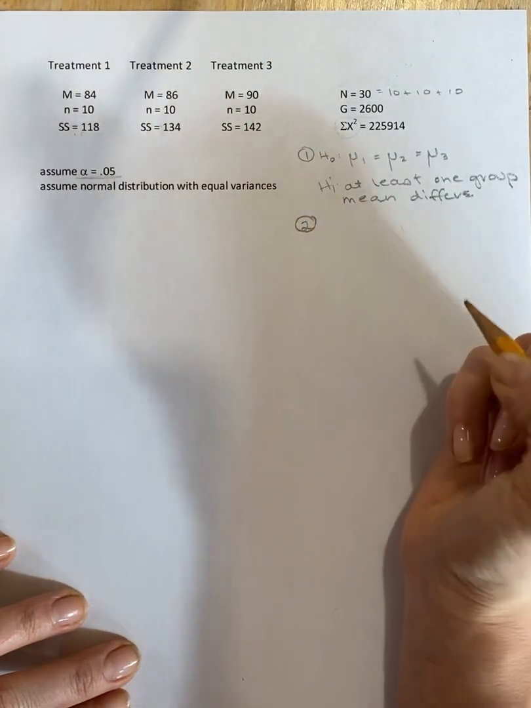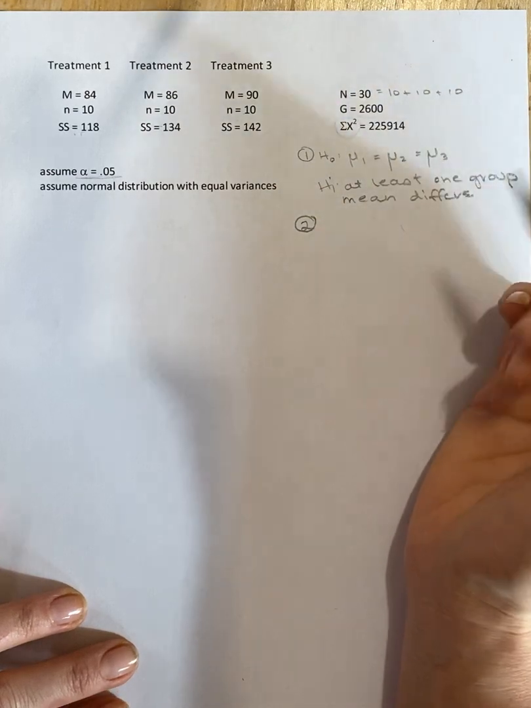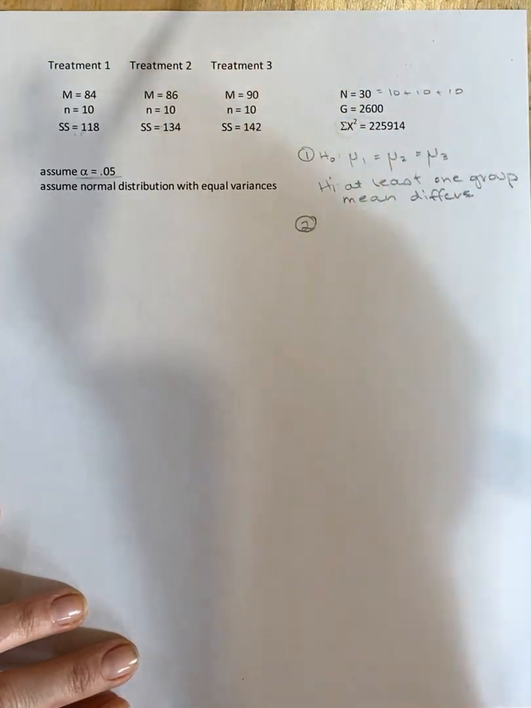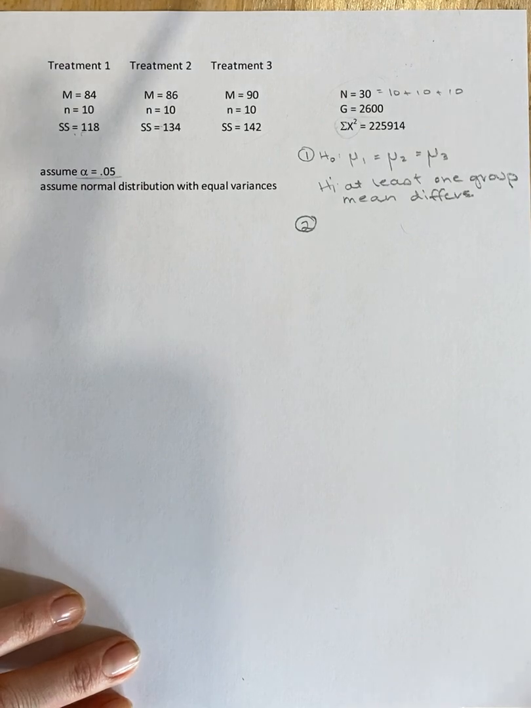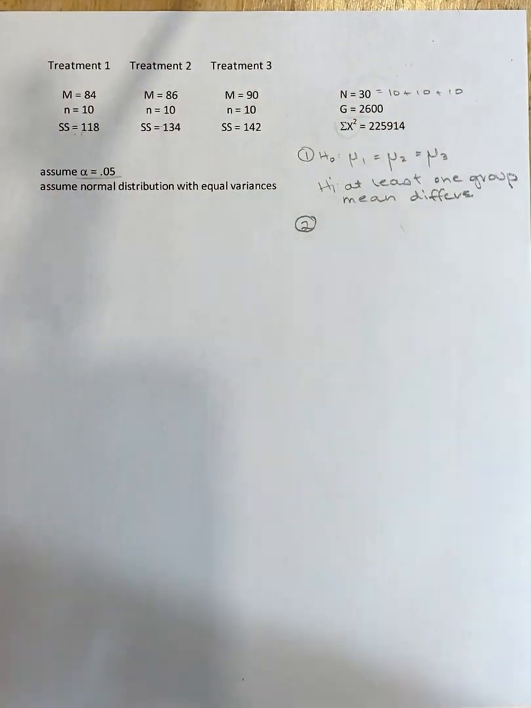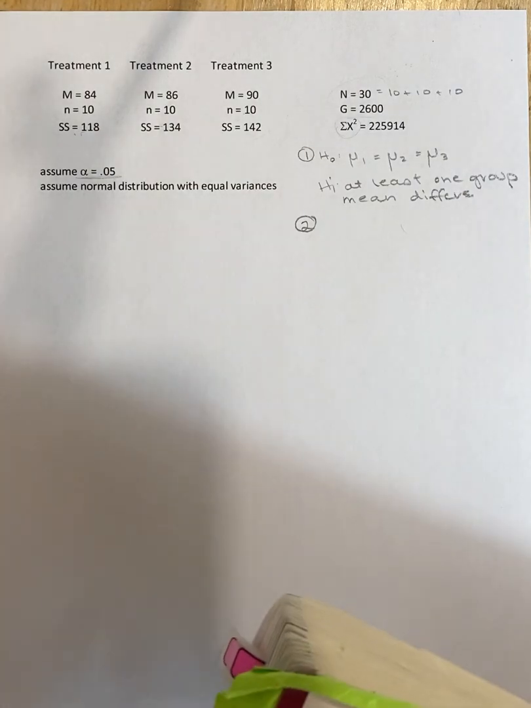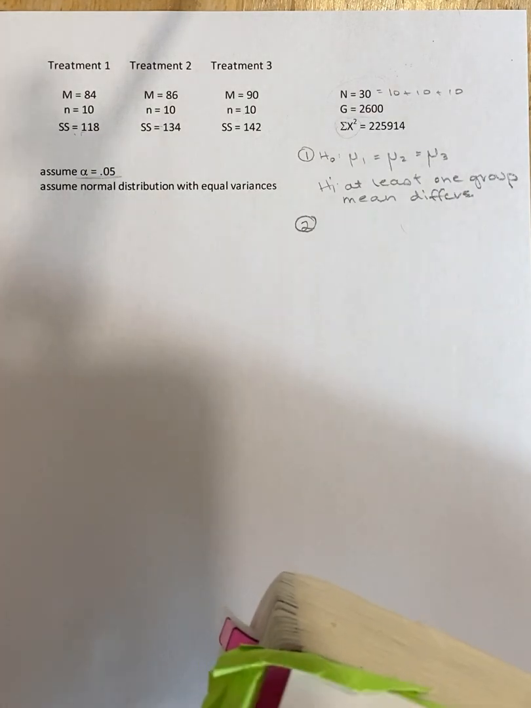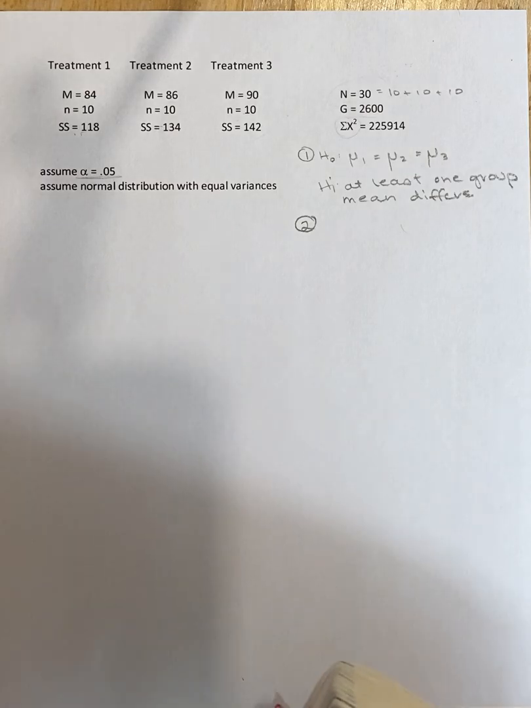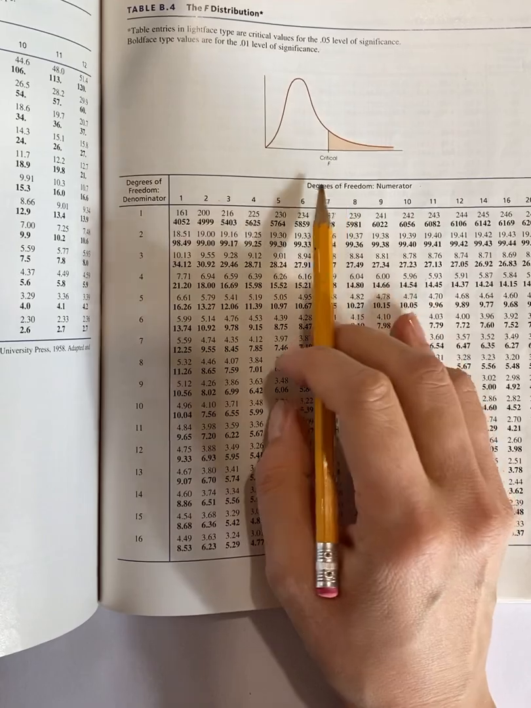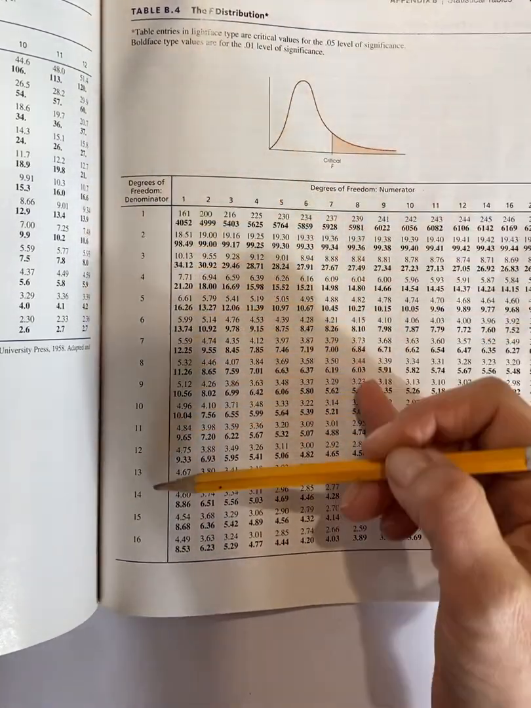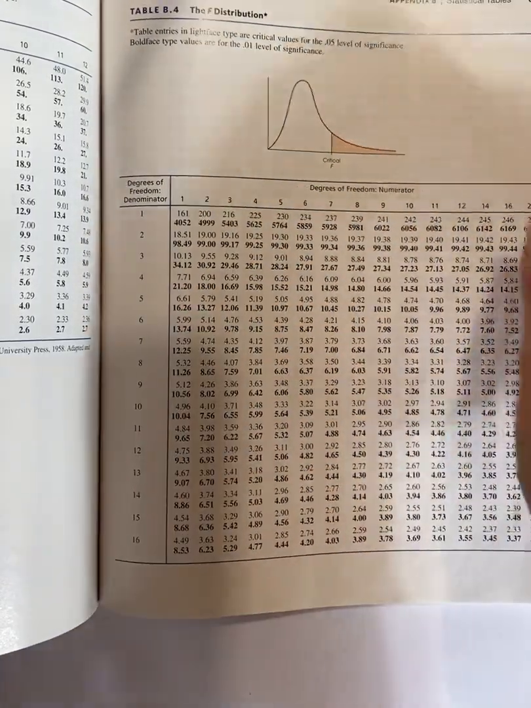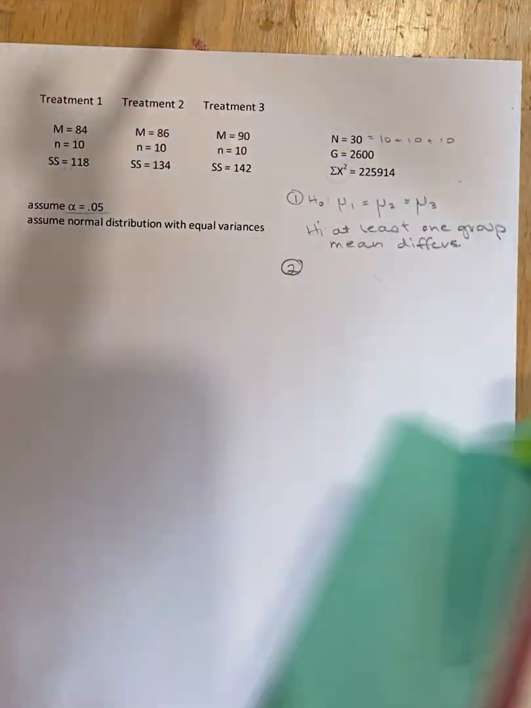Step 2, we need our critical value. To find our critical value, what we need are some degrees of freedom. And so we're going to go to table B4, because that is the table that is used for the F distribution. And what you see here is you have degrees of freedom numerator, degrees of freedom denominator. What that's referring to is, I'm just going to flip this over so I have a bit more space.